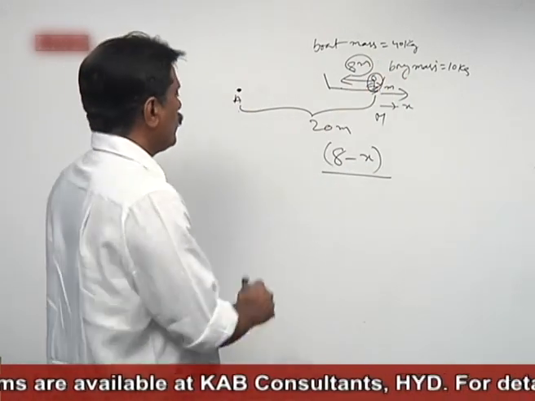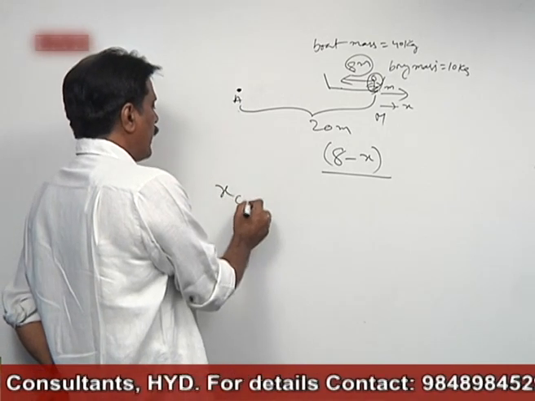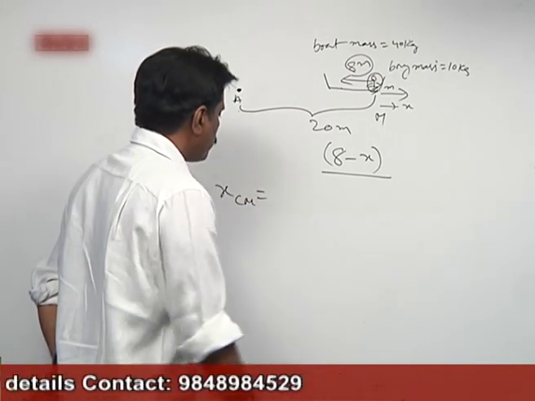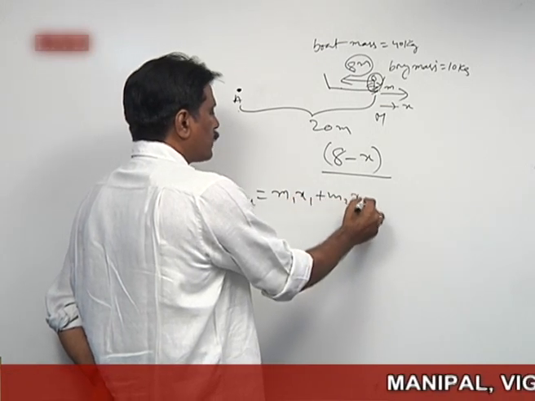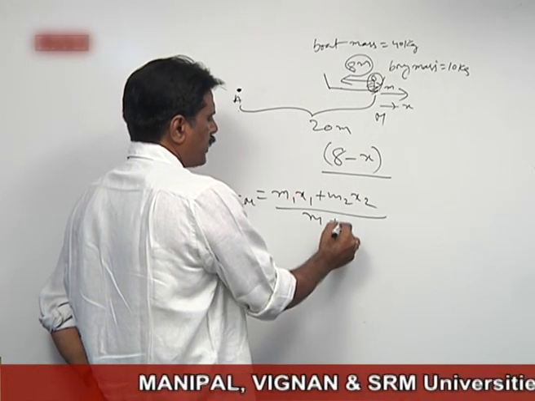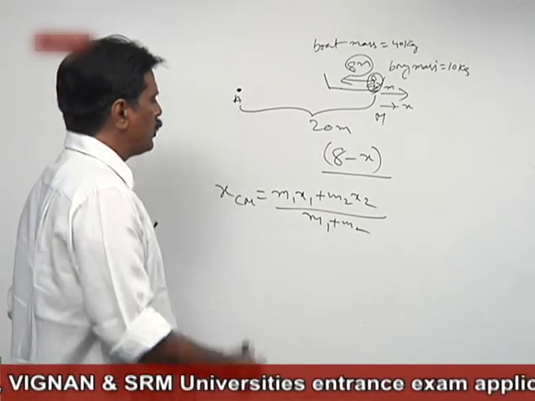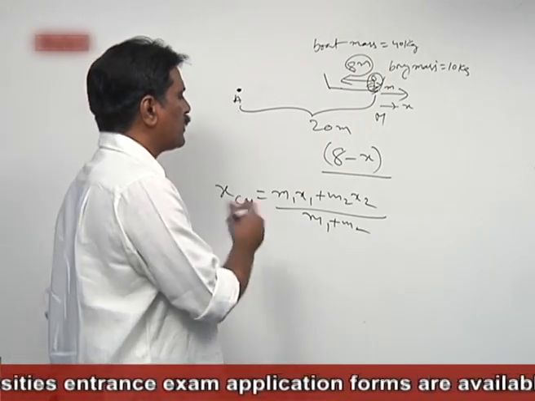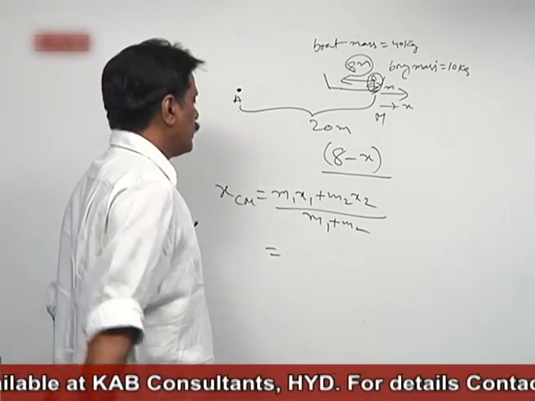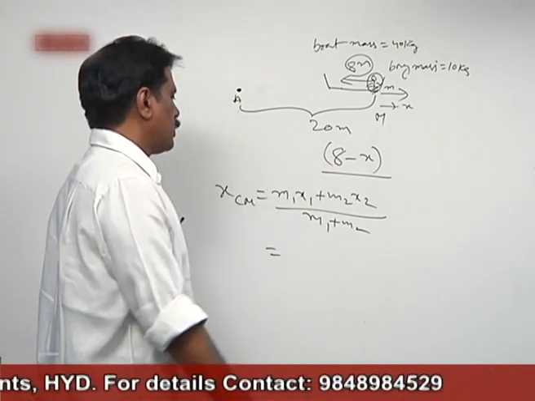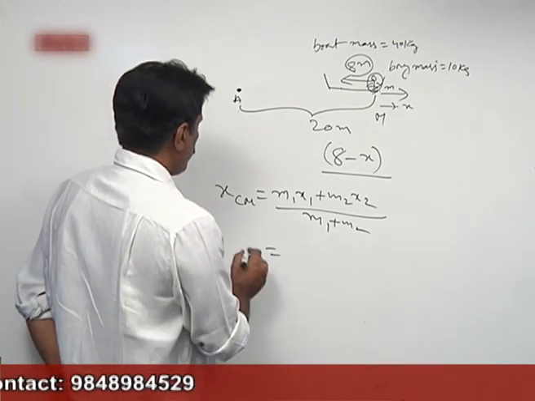Now, you know this thing, xcm is equal to (m1 x1 plus m2 x2) by (m1 plus m2). Same old formula. We can always do everything regarding center of mass using these type of things only. So, formula should be minimum, applications should be maximum. That should be the way you have to approach physics.